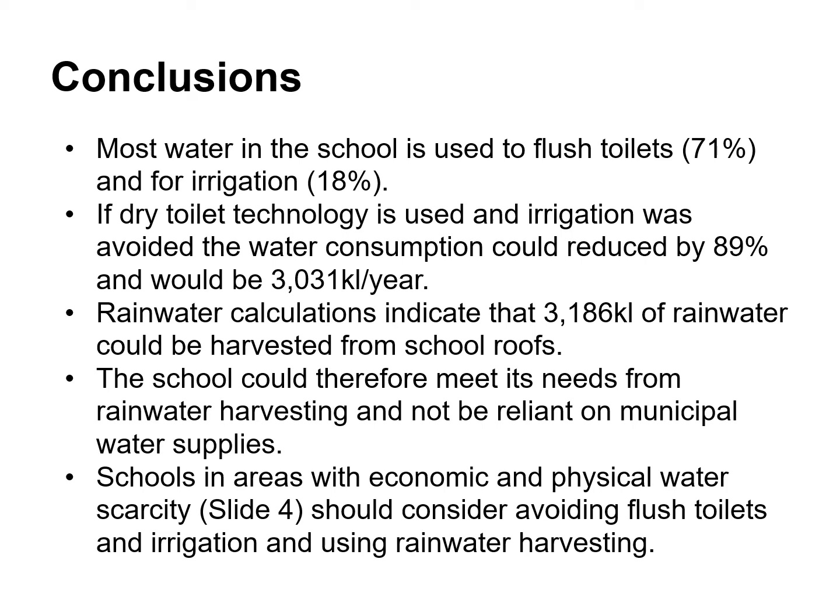In existing areas, also quite important to look at the type of toilets put in, and if there's a major refurbishment, look at avoiding flush toilets, look at reducing irrigation in existing schools and new schools.